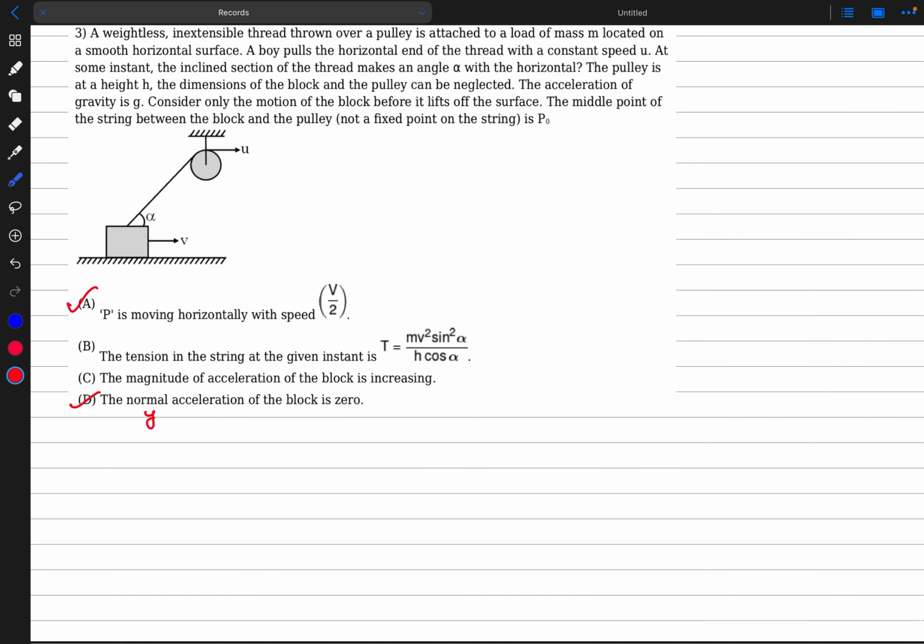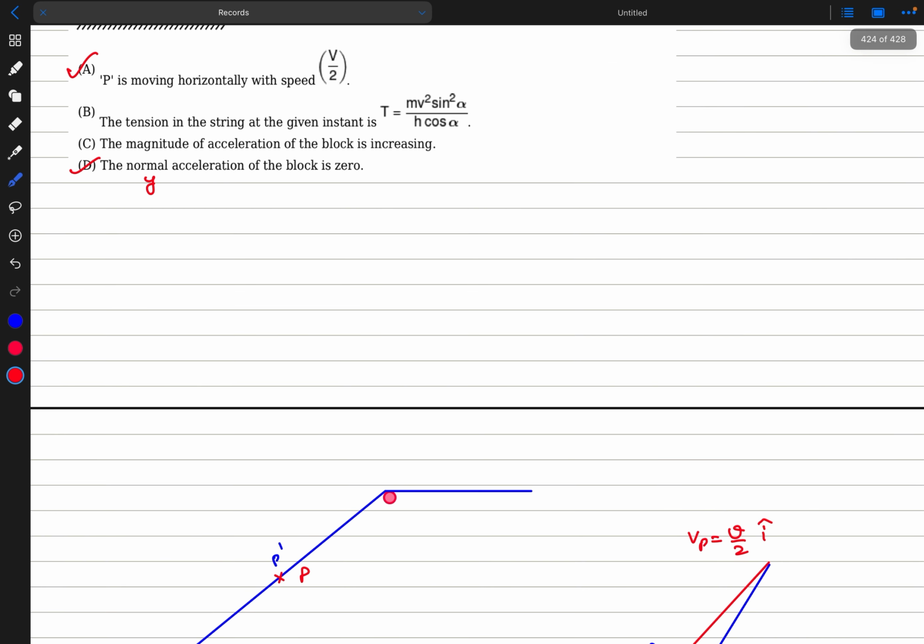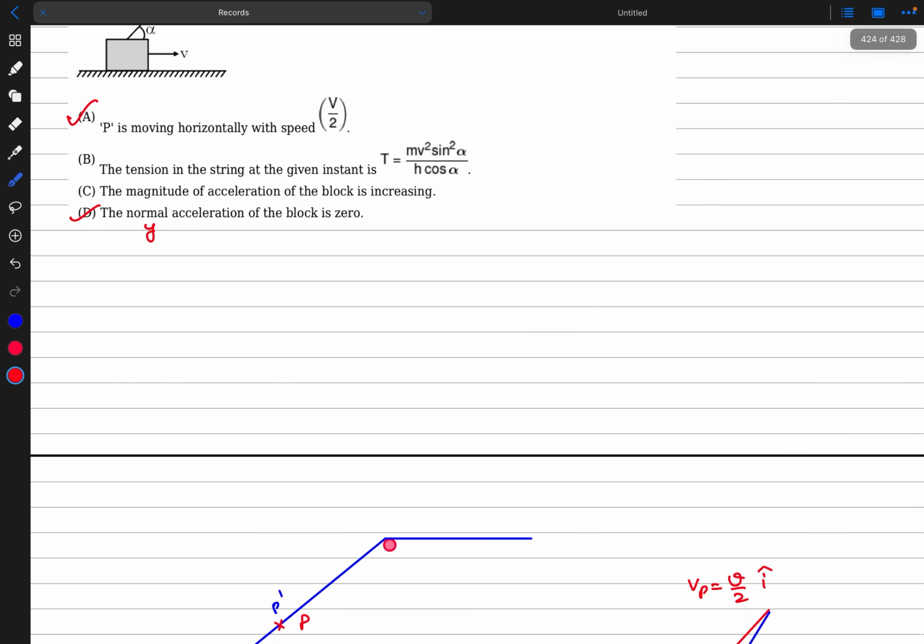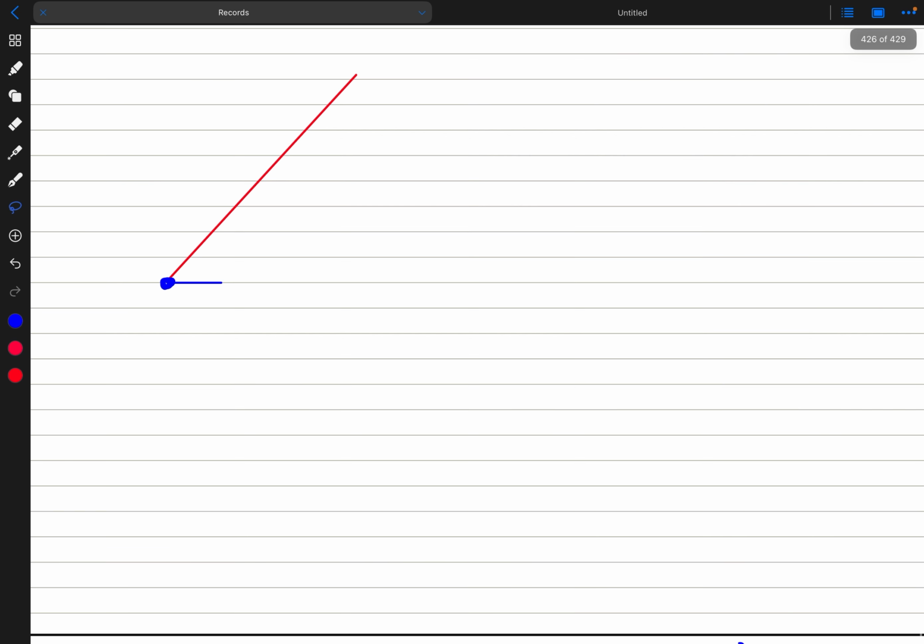Okay. Next is the tension in the string at a given instant. For tension, we're going to talk about the acceleration of the block. First things first, there's no acceleration of the block in the y direction, because it's in contact with the ground. So the resultant acceleration is of course in the x direction itself. Let's just call this A. This angle is given to be alpha. And of course the resultant velocity is also along this direction.